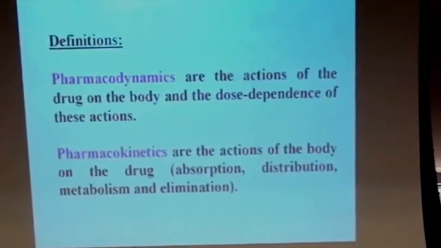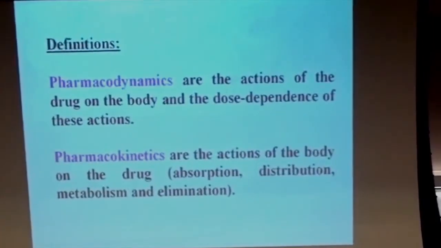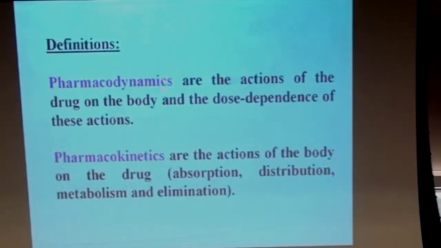2 definitions before we start. A lot of people like to confuse these definitions. Pharmacodynamics are the actions of the drug on the body and the dose dependence of these actions. This means, what does the drug do? Does it bind to an enzyme? Does it bind to a receptor? And how potent is it?